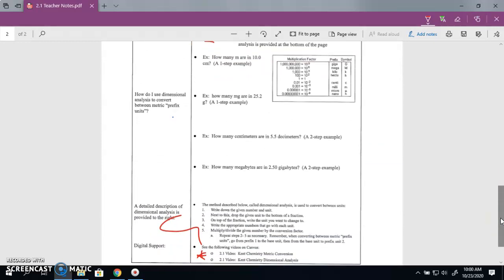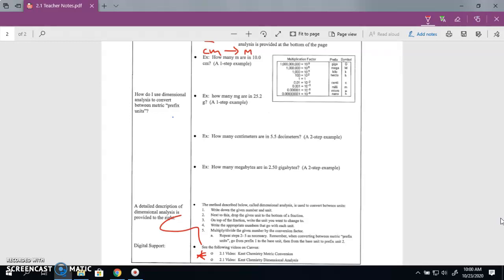A lot of times when you do these, a good strategy is to lay out a plan for where you start and where you're ending. This is what the plan looks like. In this first example up here, it says how many meters are in 10 centimeters. See how you're given 10 centimeters. So I'm going to start by writing centimeters. And then I draw an arrow to indicate one step to get from centimeters to meters.